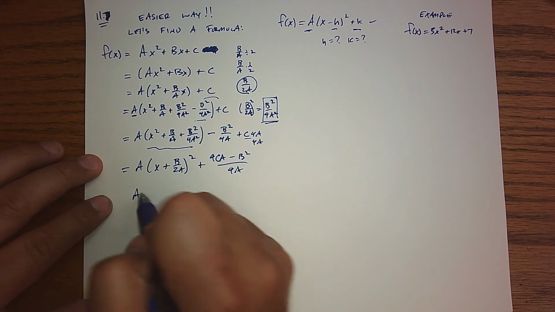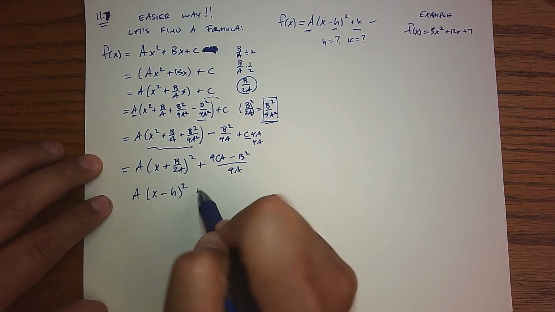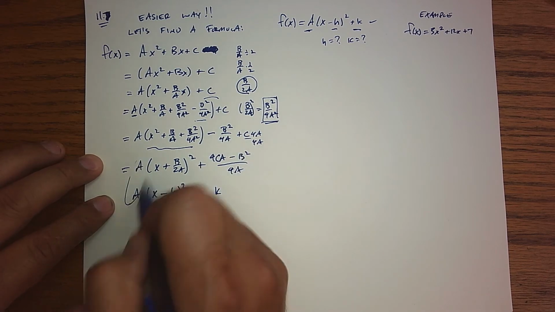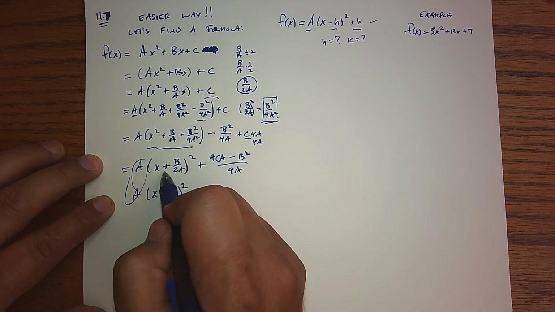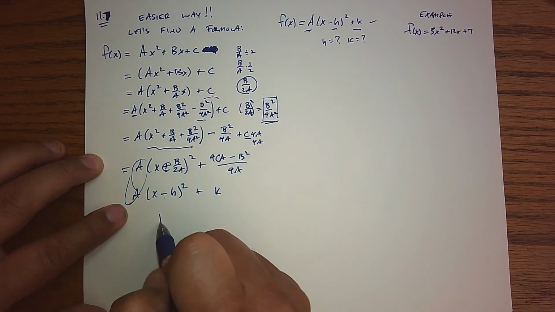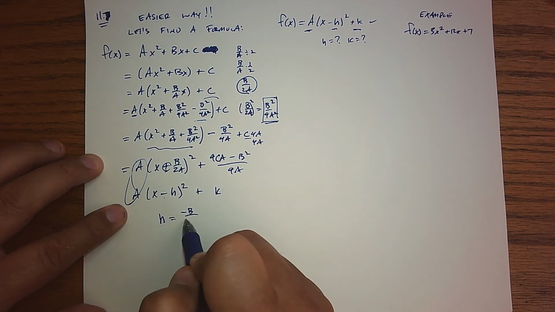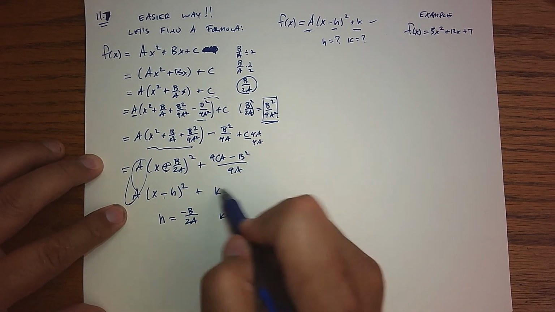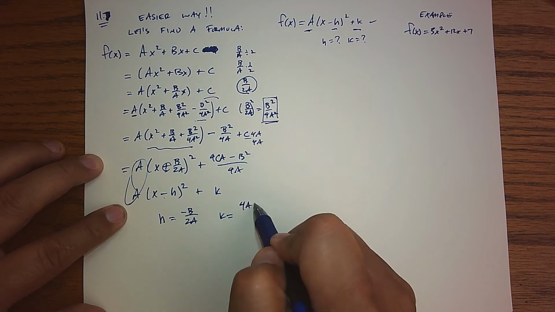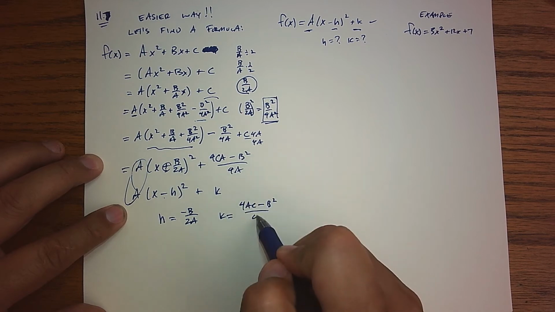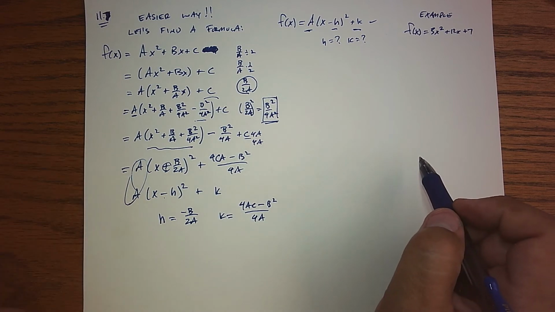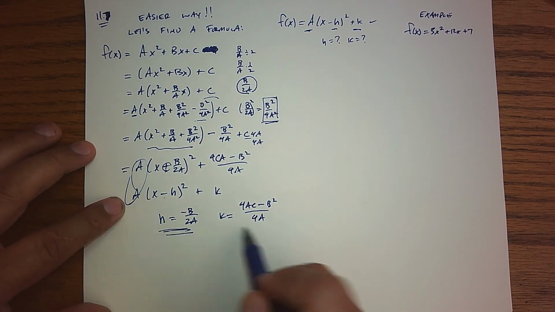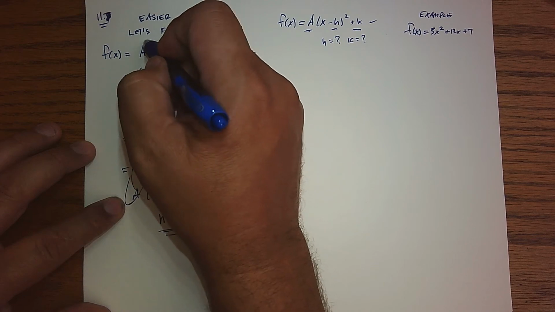And if we take a look at what we want, here's the form. If we match things up, we can see a is still a. Then right here we have an addition sign, but we want a subtraction. So that tells us that h is negative b over 2a. And then it's a little more complicated, but k is 4ac minus b squared all over 4a. All right, and so there's your formula. We now have ways to find h and to find k by just using our a, b, and c from the general form.